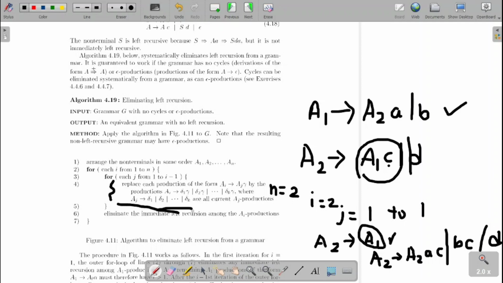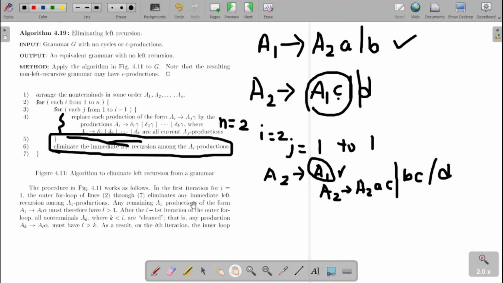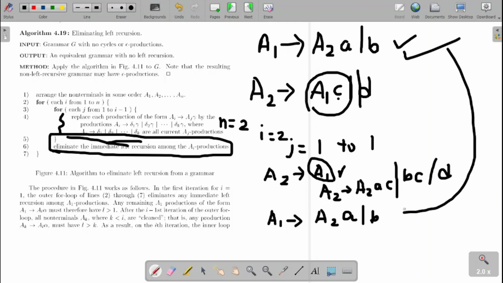Fine. Where the immediate left recursion was not there, we converted it into immediate left recursion. Then you go for eliminating the immediate left recursion using the rule we have stated earlier. That is how to eliminate the immediate left recursion over here. So now if you take up the example, the first production is A1 derives A2A or B. This I will rewrite as it is.